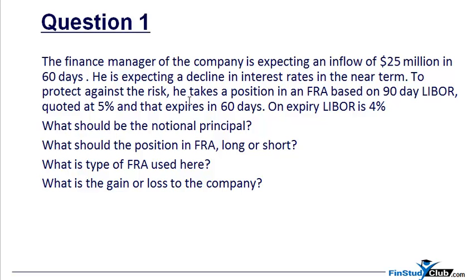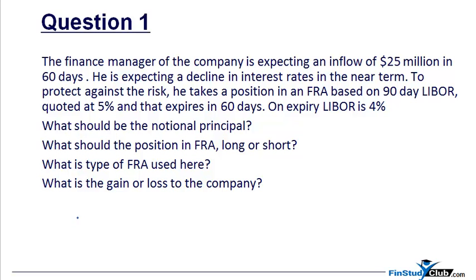So he should be taking a position in FRA. Now what kind of a position should he be taking in FRA, which is based on a 90-day LIBOR quoted at 5% and that expires in 60 days. On expiry, the LIBOR is 4%. So let me very quickly explain what FRA is. I'm sure most of you would be familiar with it, but just a quick reckoner.